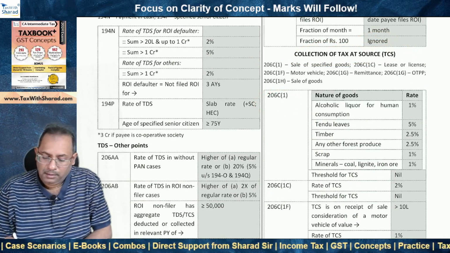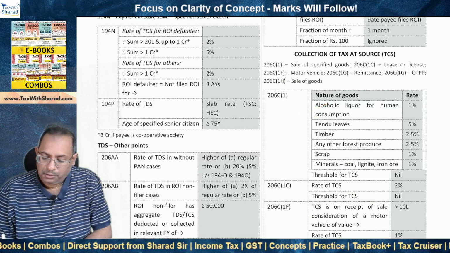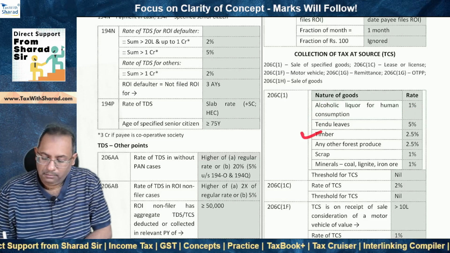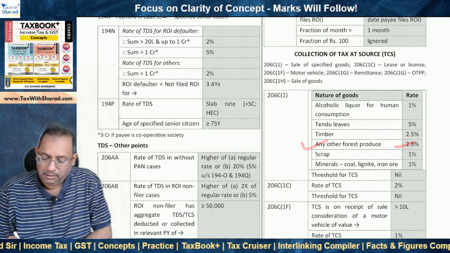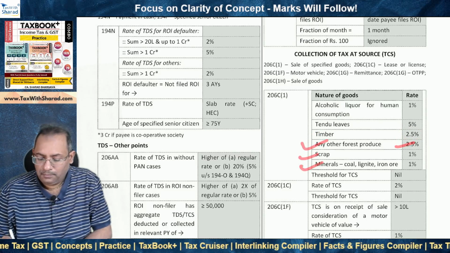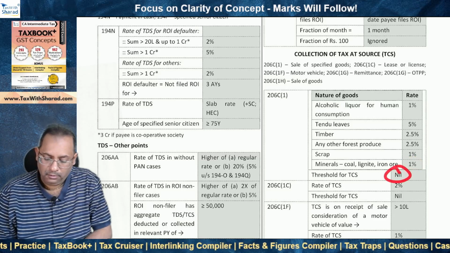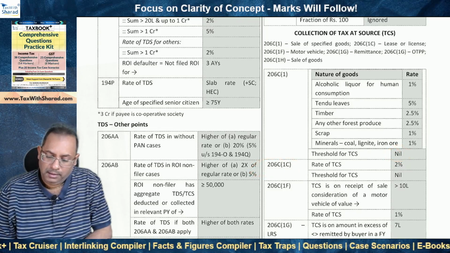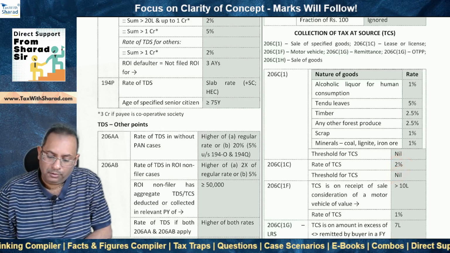206C(1) is TCS on sale of specified goods. In case of alcoholic liquor for human consumption, TCS is at the rate of 1%. In case of tendu leaves, 5%. In case of timber, 2.5%. In case of any other forest produce, 2.5%, scrap 1%, and minerals, that is coal, lignite, iron ore, it is 1%, and there is no threshold for TCS. 206C(1C) is TCS in respect of lease or license, and the rate is 2%, and there is no threshold.